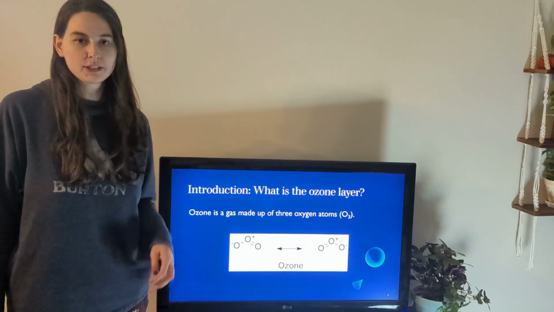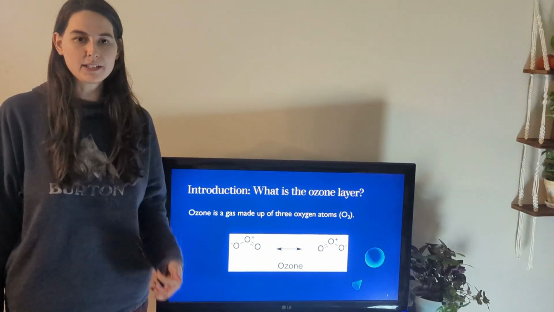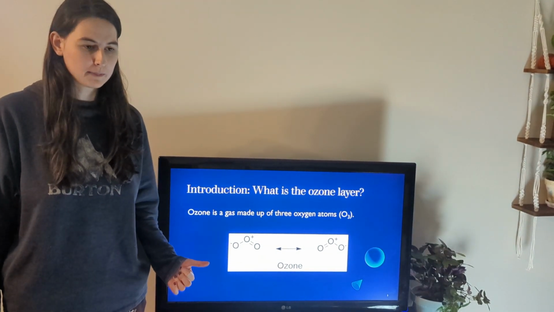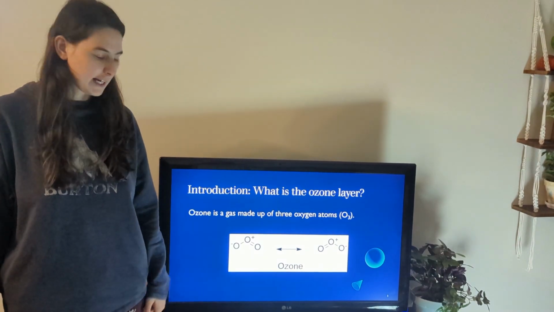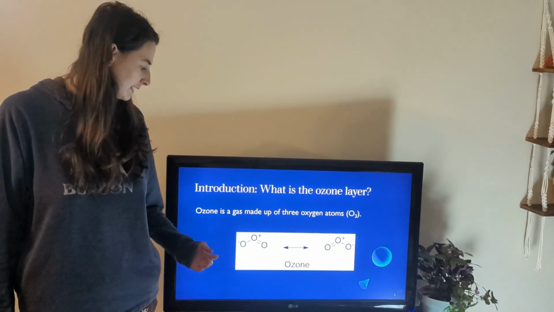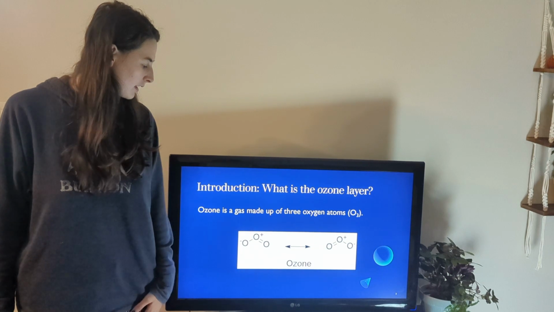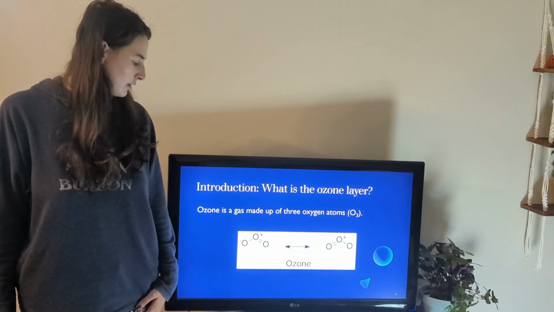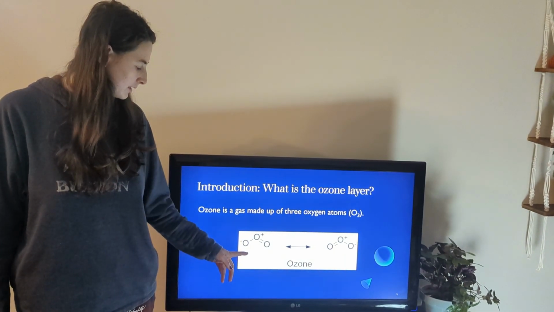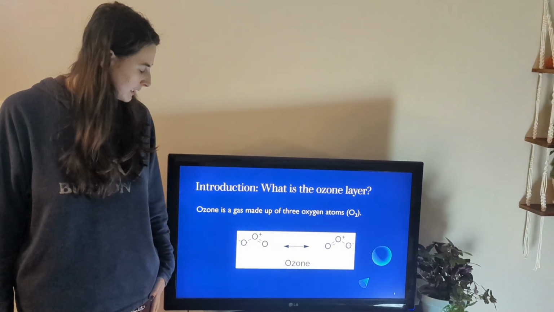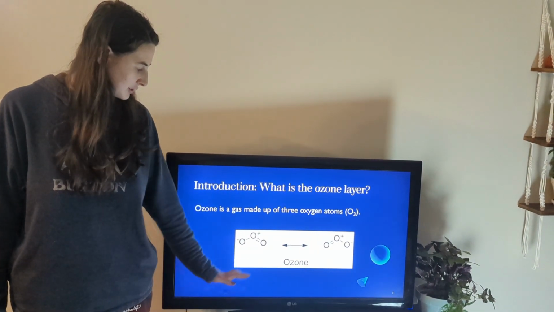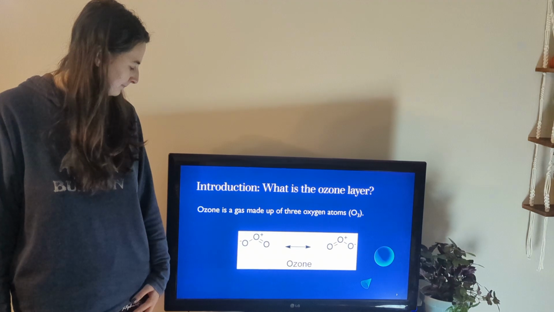So just an introduction to what the ozone layer is. The ozone is made up of 3 different oxygen atoms, and we just see their resonance structures here. As you can see, we have 1 double bond and 1 single bond, and that's just their structures. They're in a bent position.